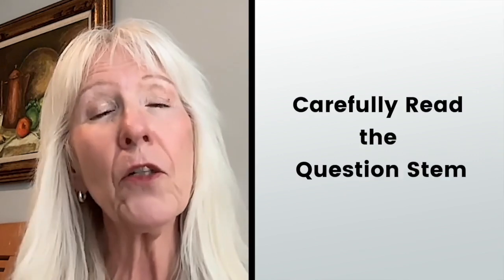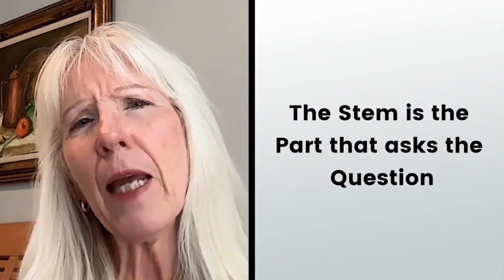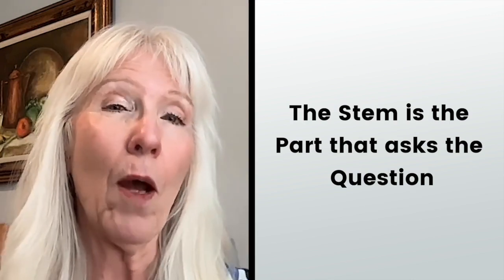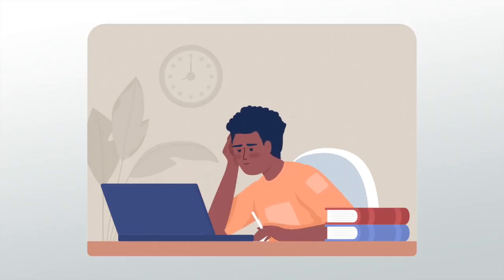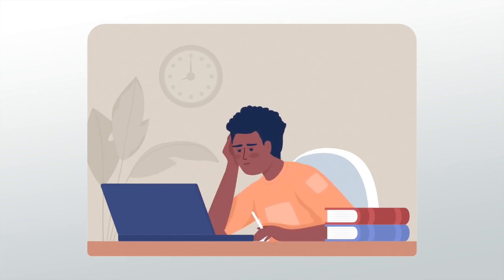One of the most important skills you can develop is learning to read the stem of the question very carefully. The stem is the actual part that asks the question. A lot of people rush past it and dive straight into the answer choices, and that's where mistakes happen. You can easily get distracted by an option that sounds good but doesn't actually answer the specific question being asked. A good habit is to pause after reading the stem and think, what exactly are they asking me?